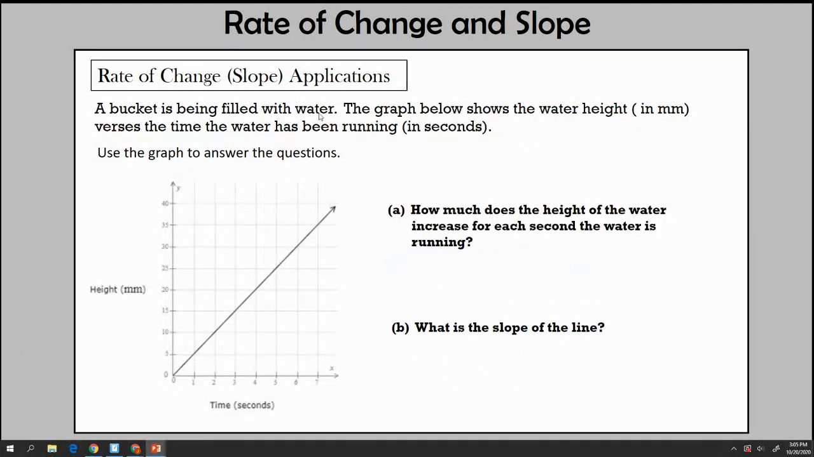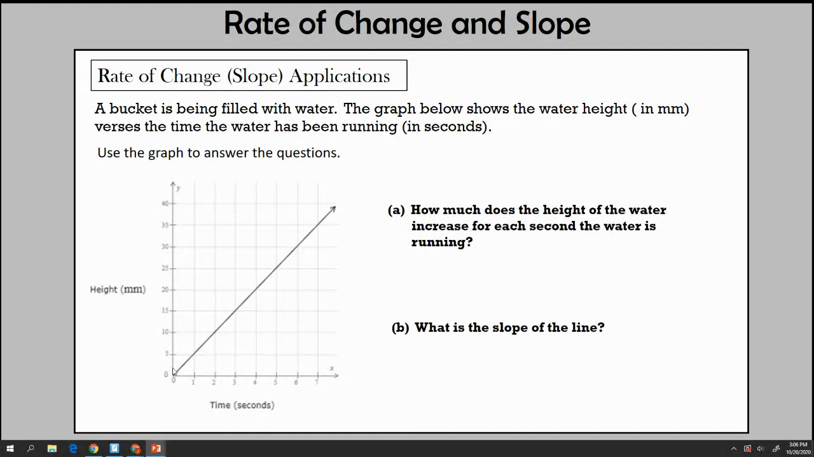Another one, a bucket's being filled with water. The graph below shows the height of the water in millimeters versus the time the water's been running in seconds. So we come down here and look. We can see our x-axis is time in seconds, and we're marking every second. The y-axis is the height of the water in millimeters. We're going by fives. The question is, how much does the height of the water increase for each second the water is running?